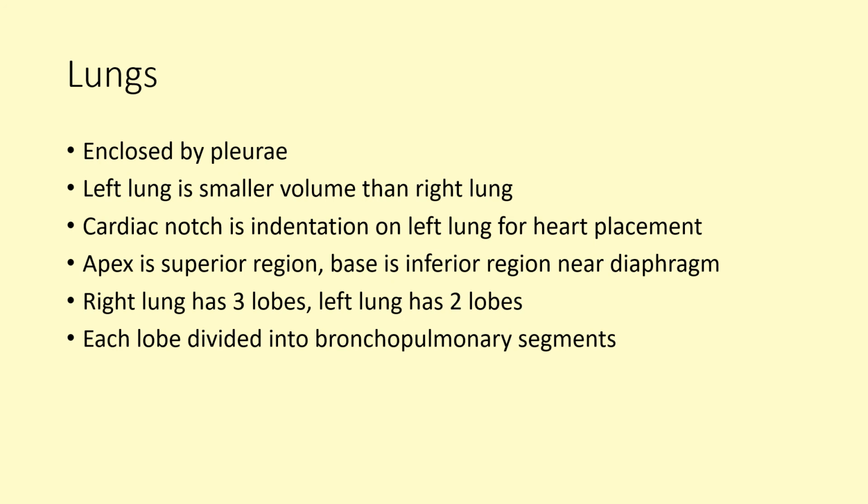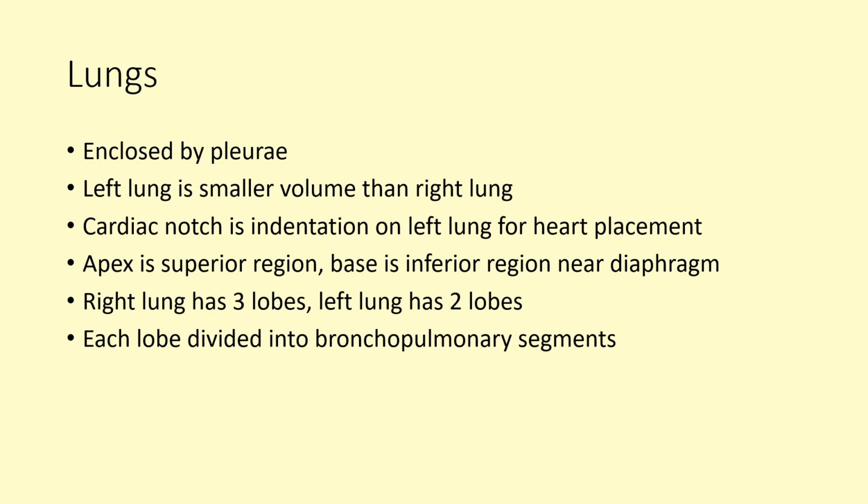Now, the lungs, when we talk about the apex of the lung, we're talking about the superior, the uppermost region, and the base is the inferior region that's right near the diaphragm. The right lung has three lobes, the left lung has only two lobes. Each lobe then is divided into bronchopulmonary segments.